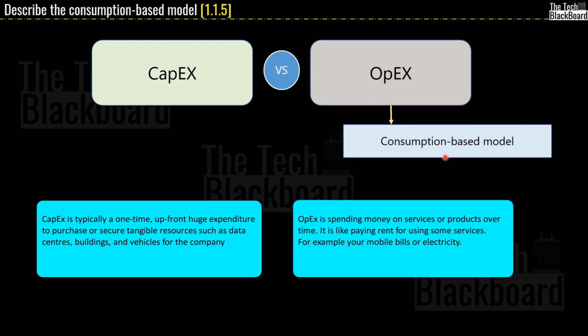On the other hand, OPEX is spending money on services or products over a period of time. It is just like paying rent for using some of the services. For example, your mobile bills and electricity bill can be categorized as operational expenditure. In the case of your mobile bills and electricity bills, every month you get a bill based on the number of calls you have made or how much power you have used. So this means that you pay based on your consumption, and that's exactly what the consumption-based model is.